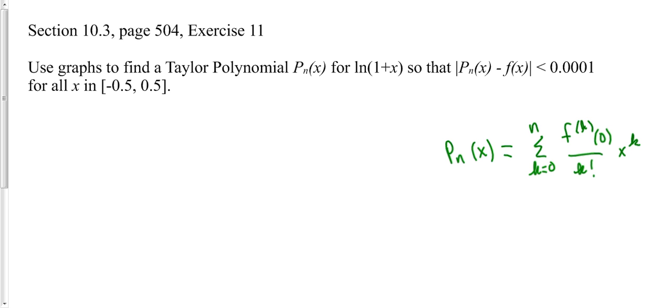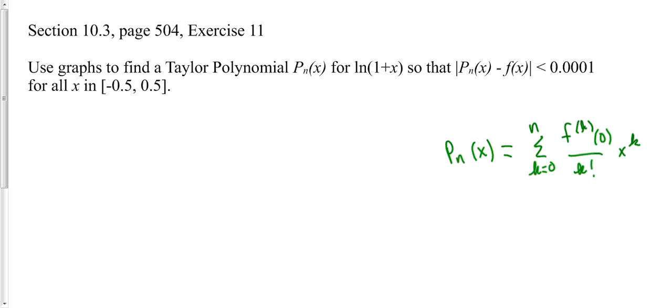Let's do section 10.2, page 504, exercise 11, which reads: use graphs to find a Taylor polynomial Pn of x for the function natural log of 1 plus x so that the absolute value of Pn of x minus f of x is less than 0.0001 for all x in the interval from negative 0.5 to positive 0.5.